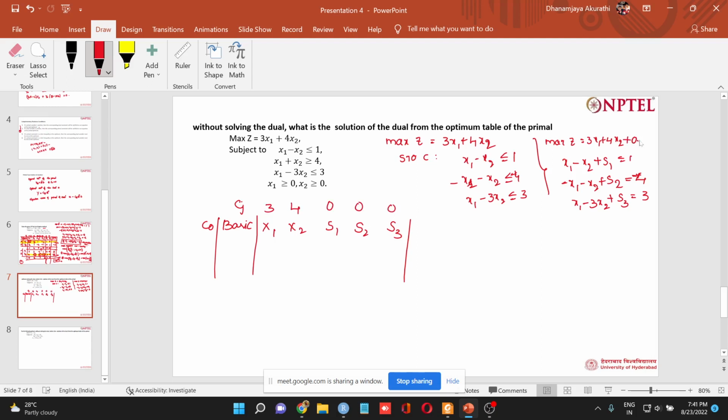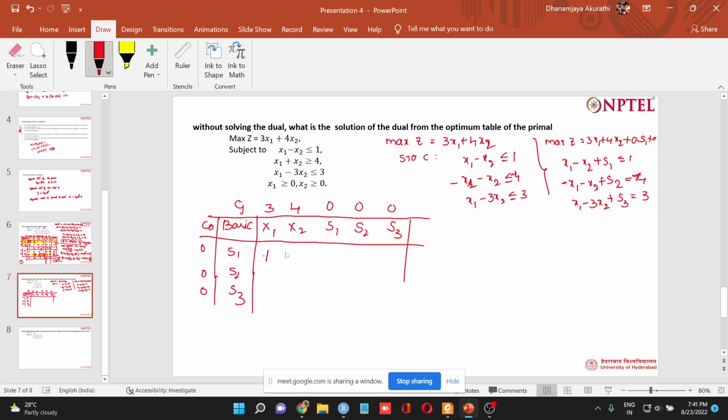While converting into the standard form, 0 into S1 plus 0 into S2 plus 0 into S3. So the cost coefficients would be 0. And here the basic variables are, first you have to find out the basic variables, then only you can go to next. S1, S2, S3 are basic.